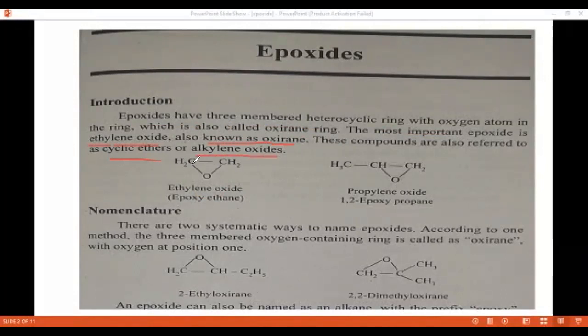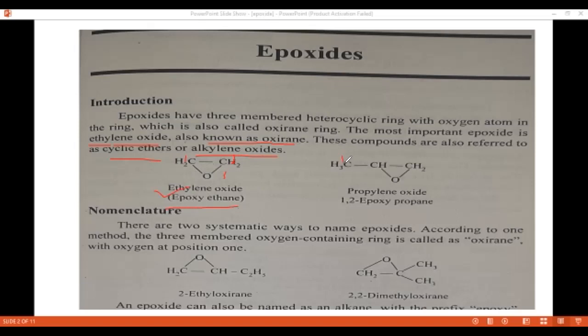This epoxide has a three-member ring: 1, 2, and 3. CH2, CH2, and oxygen. The oxygen is present in that ring. This is called ethylene oxide or epoxy ethane. Now another example is CH3, CH, CH2O.